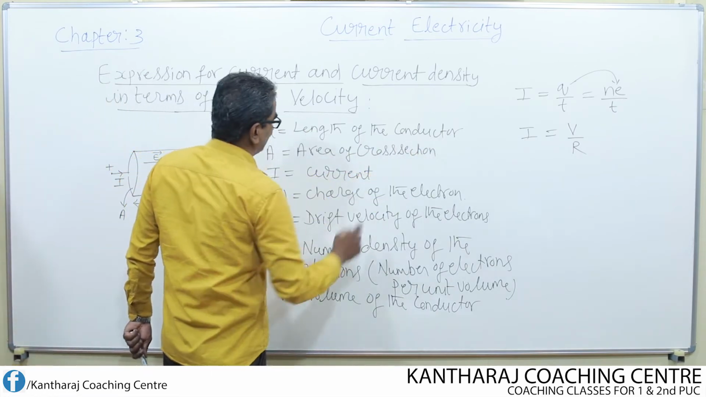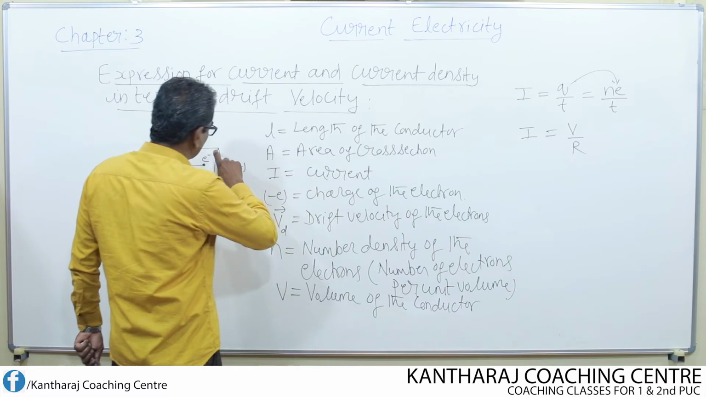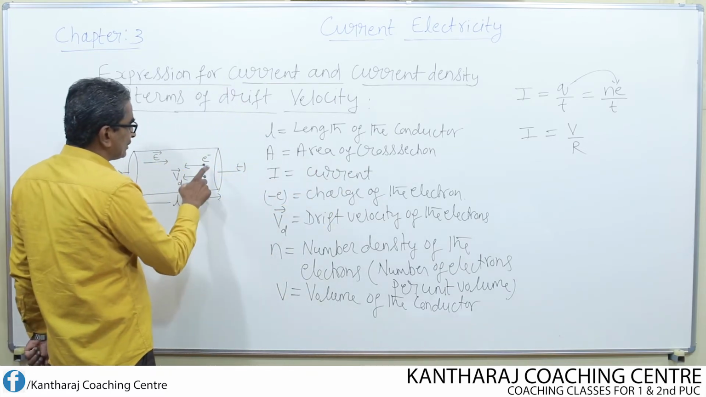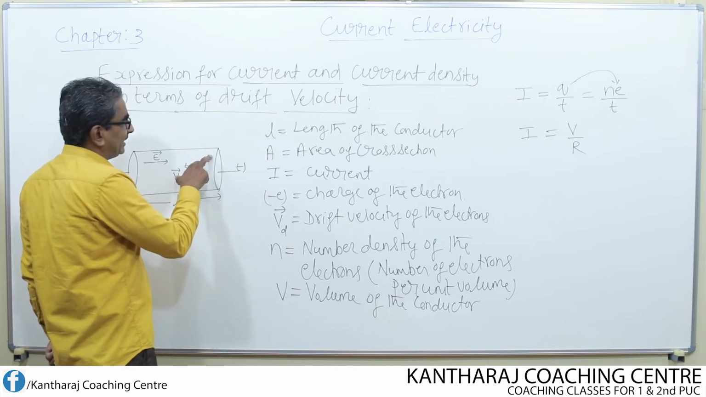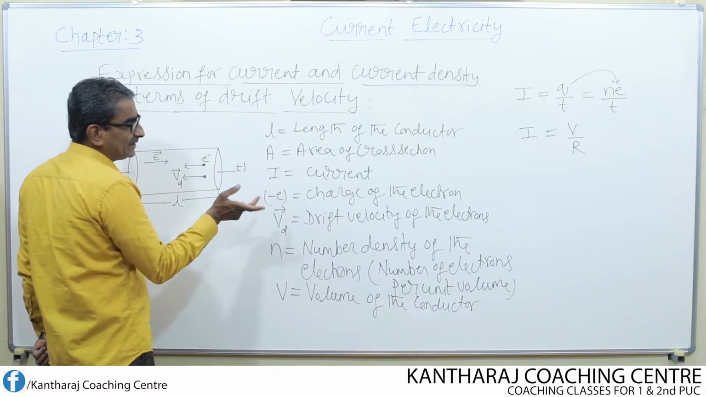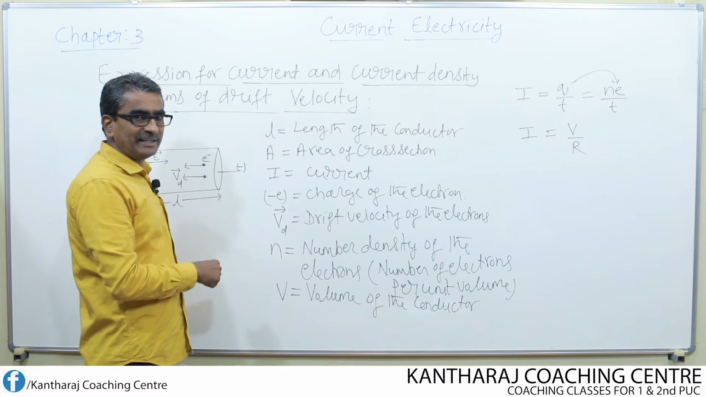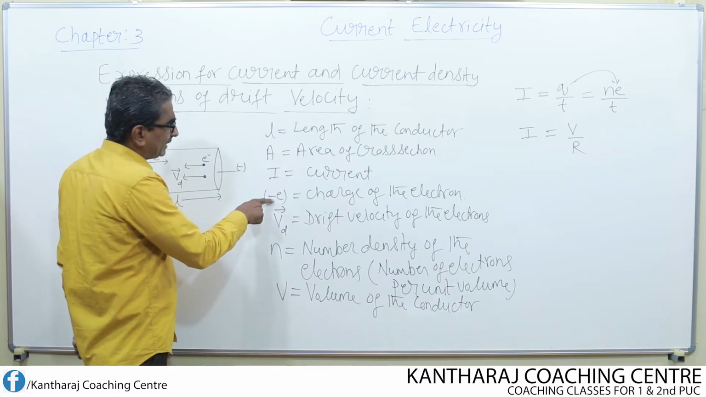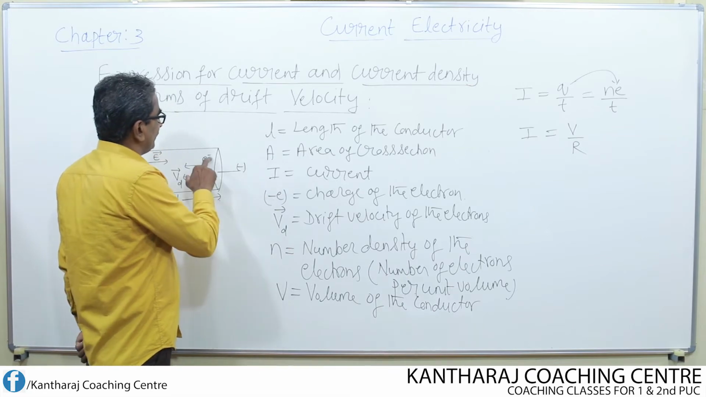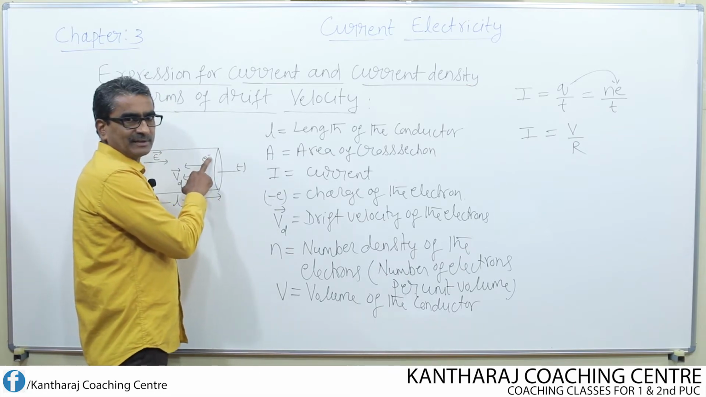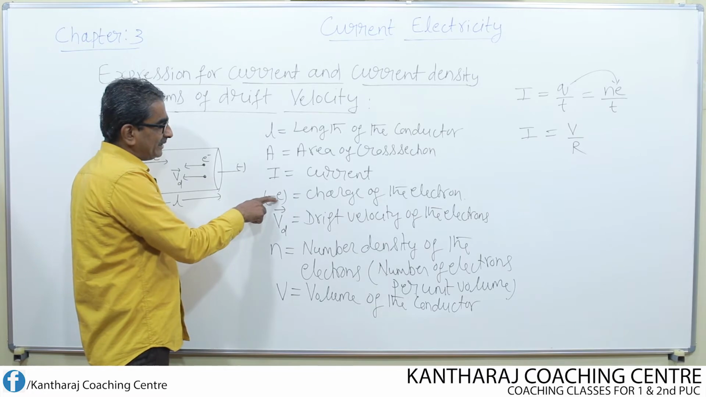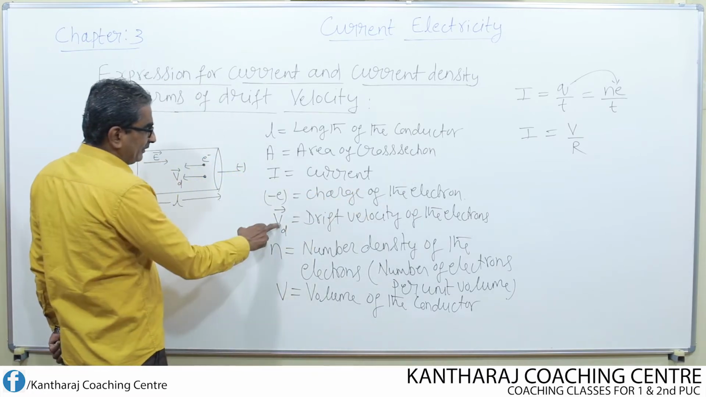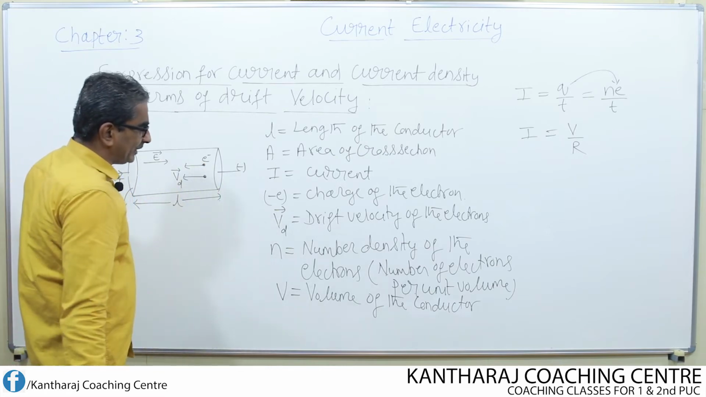L is the length of the conductor, A is the area of cross section of the conductor, I is the current flowing through the conductor, e is the charge of the electron. Either I can write like this or I can write like this. Whenever we want to write the sign for the electron, then better write minus here. So we can represent the electron like this. But while writing, the sign should be written here. Charge of the electron, then Vd is nothing but the drift velocity of the free electron.